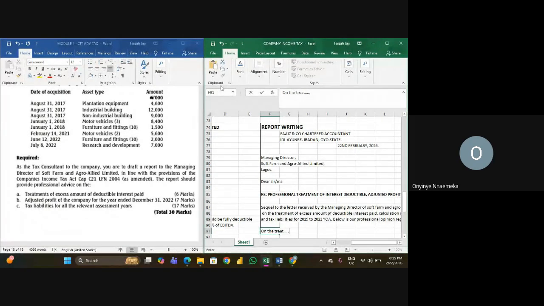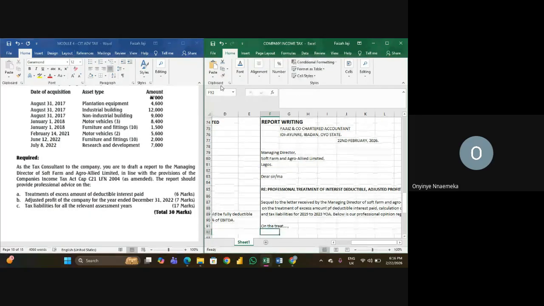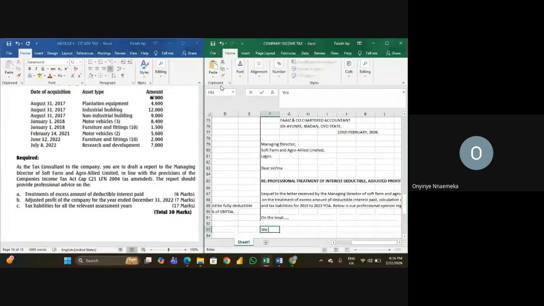Tax liability for all relevant years. Tax liability for 2019 year of assessment is this, for 2018 year of assessment is this, or you just add it for 2019, 2020 is this and this, into bracket, see appendix 3. When you are finished with everything, we hope that all issues have been addressed in this report.